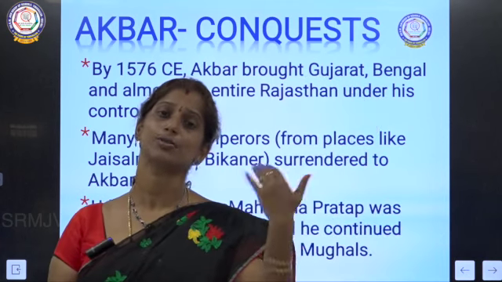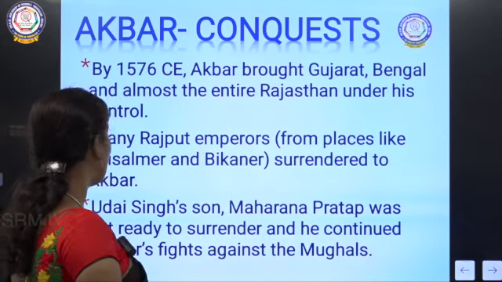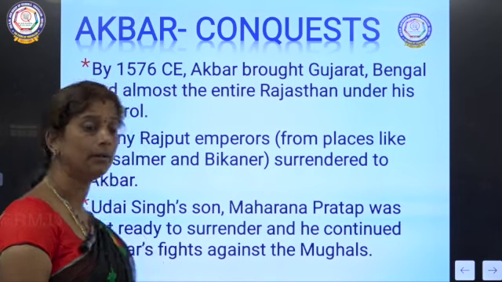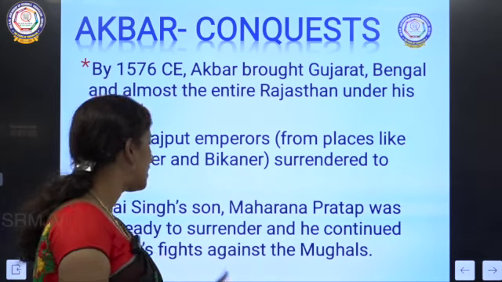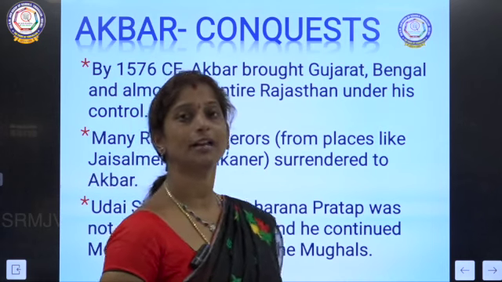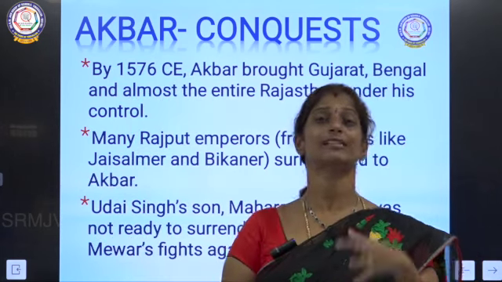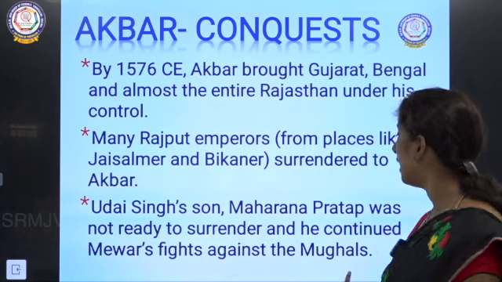So, they started to surrender themselves to him. Okay? So, they started surrendering, and then Uday Singh's son Maharana Pratap was not ready to surrender and he continued Mewar's fights against the Mughals. So, Rana Pratap was not ready to surrender. He was against Akbar, then he continued fighting against Akbar.